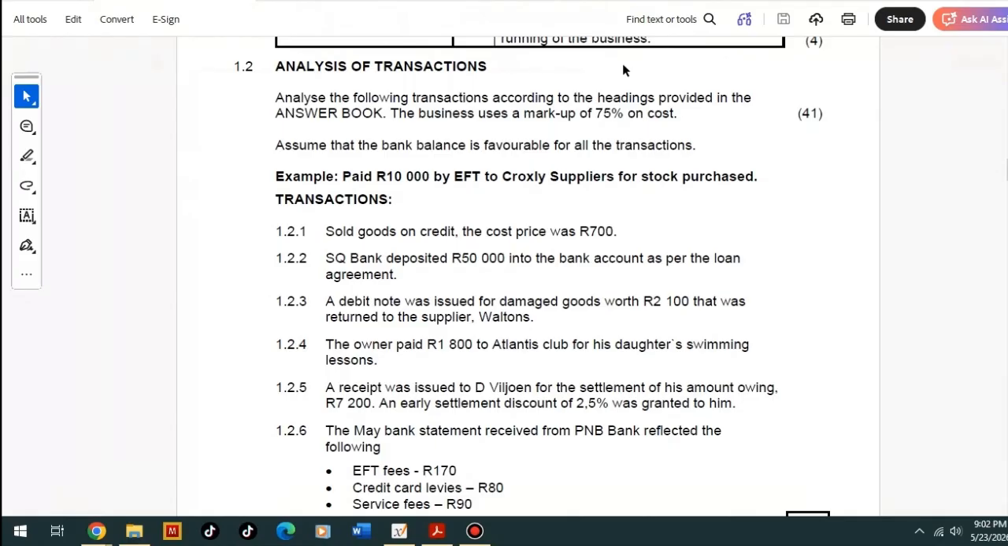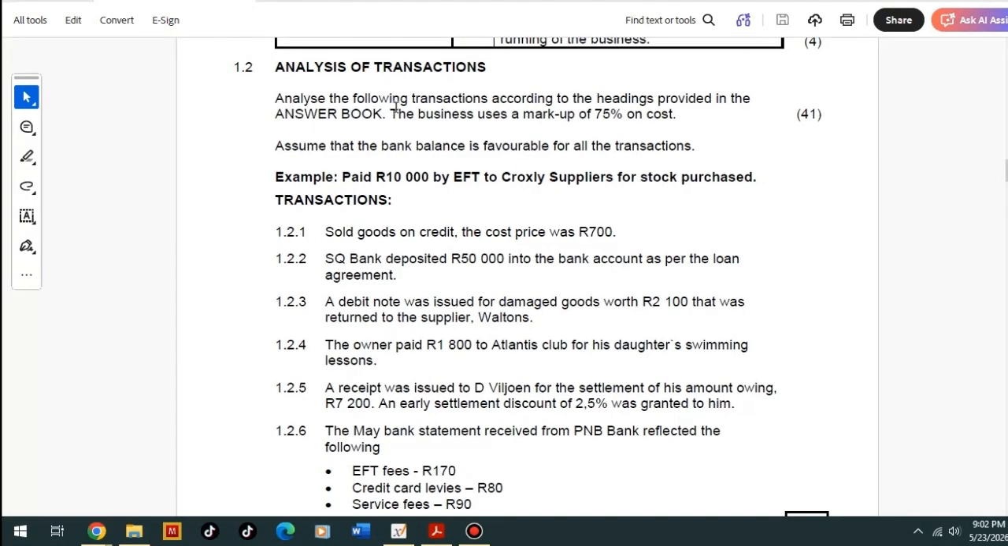Right, the next question is 1.2, analysis of transactions. This is a fairly easy question. In this question, you're going to, in 41 marks, analyze the following transactions according to the headings provided in the answer. The business uses a markup of 75% on cost. Assume that the bank balance is favorable for all the transactions. So let's look at the example. The first example is given here. It says paid 10,000 rands by EFT to Cox, a supplier, for store purchases.